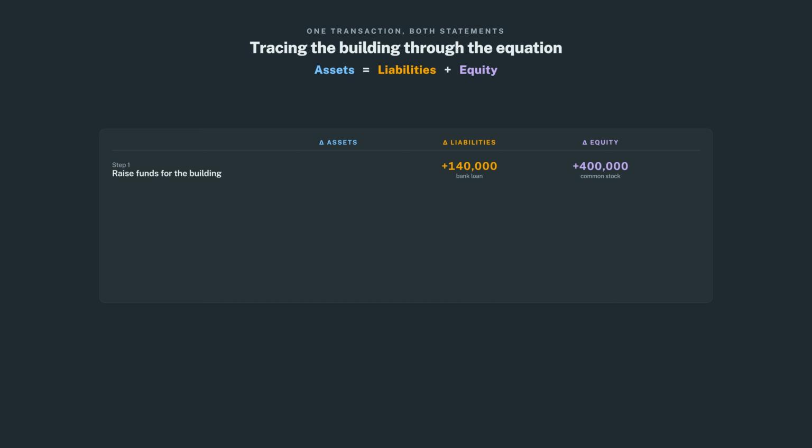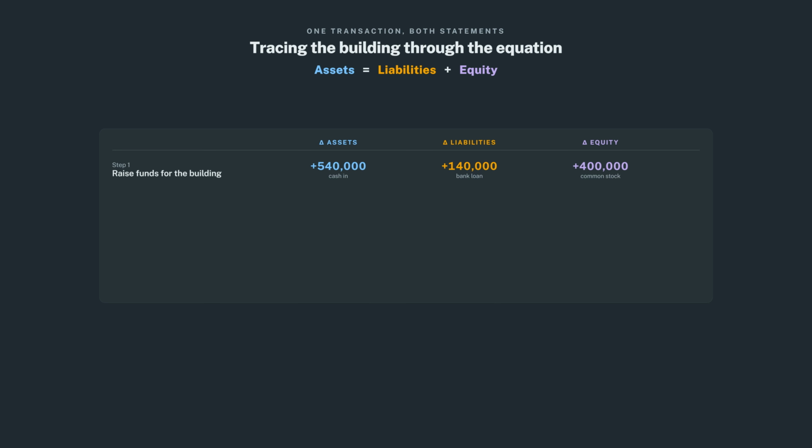So between these two funding sources, $140,000 in liabilities and $400,000 in owner's equity, their assets increased by $540,000 in the form of cash. Again, assets always equal liabilities plus equity, and that's highlighted here. Our liabilities and equity increased by a total of $540,000, so our assets must have as well, and they did in the form of cash.